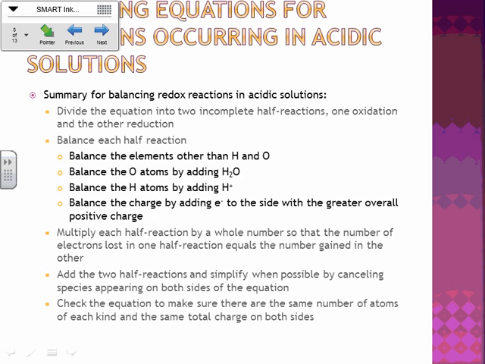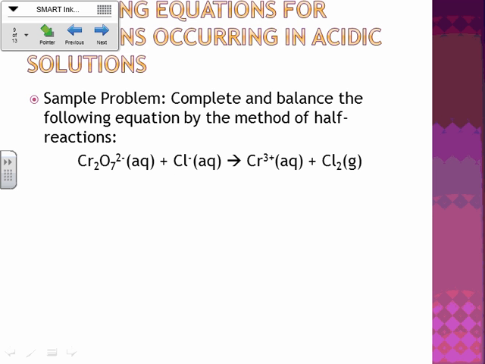Okay, let's try another one here. Complete and balance the following equation by the method of half reactions. So, can you tell which 2 half reactions are going to go together here? The Cr is probably going to go with the Cr, right? You guys see that? Okay. So let's not worry about figuring out the oxidation numbers here. I'm trying to save you a little bit of time on these because they do take a long time.